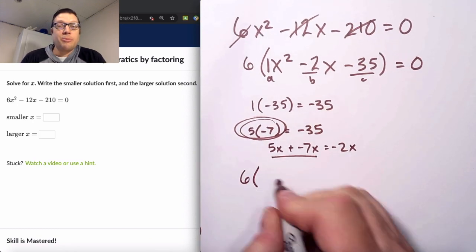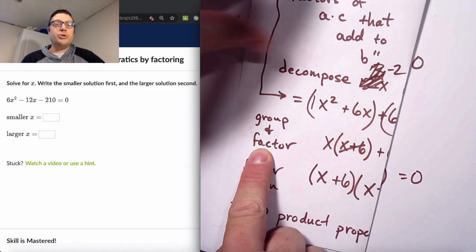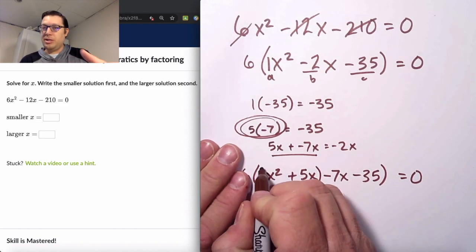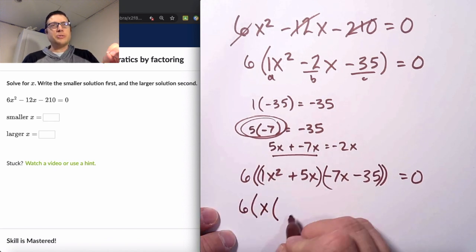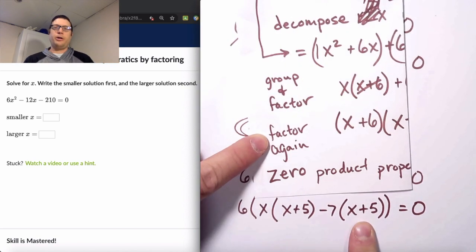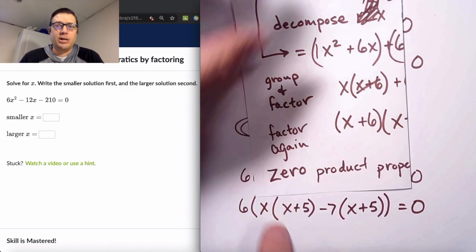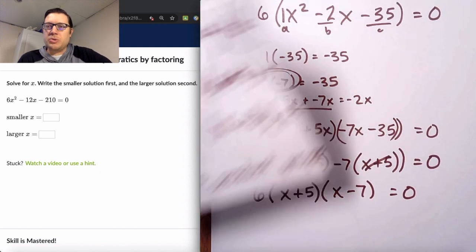And use the steps from the previous video, solving quadratic equations by factoring introduction. We're using the A times C method. You can see it happening right there. We're using the A times C method to decompose B, to group and factor, to factor again, to use the zero product property. I breezed through those steps, and you'll see it a couple of times in this video itself, but I encourage you to go back and watch the other one as well.